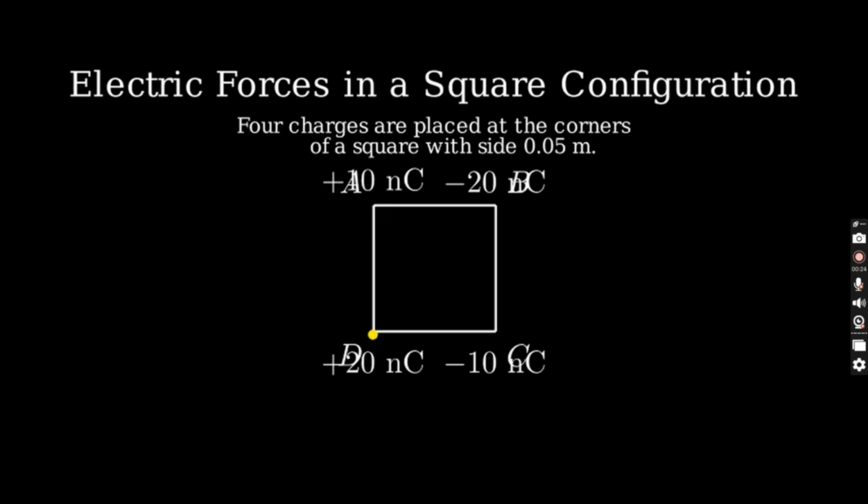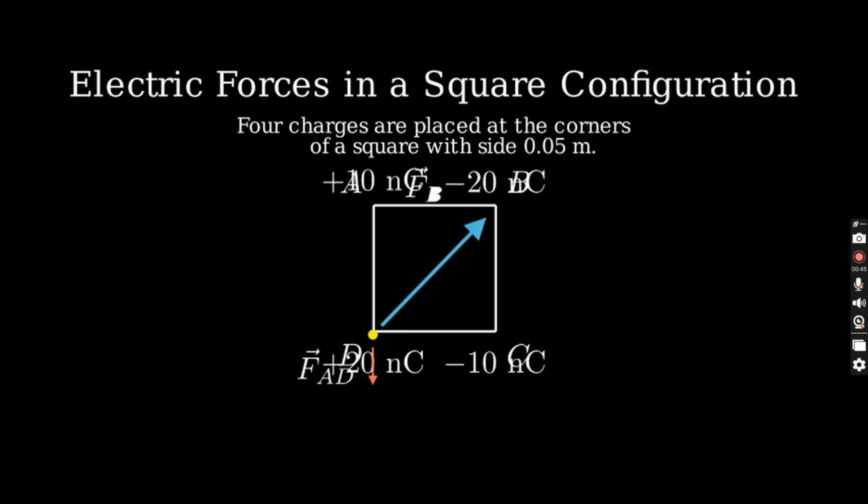We need to find the resultant force on the charge at point D. To find the resultant force, we'll need to find the individual forces from each charge and then add them as vectors. Let's start with the force from charge A on charge D. Since both charges are positive, this force will be repulsive, pointing away from A along the diagonal.